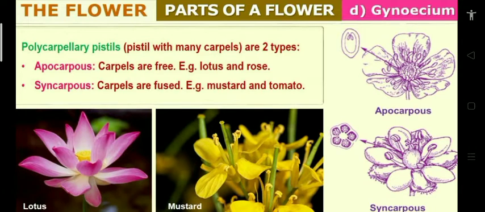If the gynoecium consists of only one carpel, it is monocarpellary. If more than one carpel is there, it is polycarpellary. In polycarpellary, if the carpels are fused, it is called syncarpous, for example mustard and tomato. Apocarpous, for example lotus and rose, means the carpels are free, not united. That is the gynoecium.